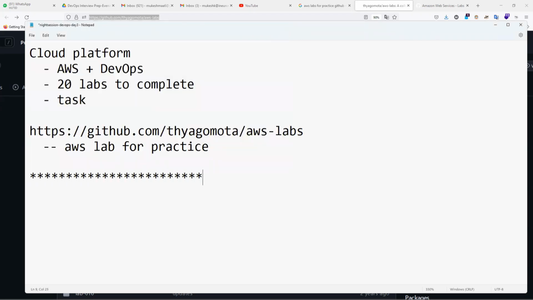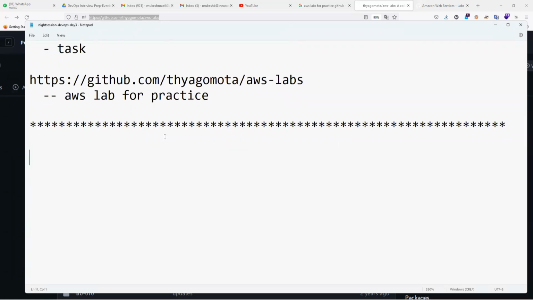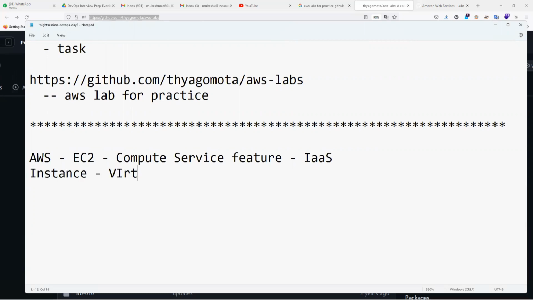Now, of course, you say it's a server, but we cannot say directly that it is a server. The first thing is AWS. In AWS, we have a service called EC2 that comes under the compute service feature of AWS, and it is part of infrastructure as a service. Technically, we call them instances, and we can refer to it as a virtual machine. A virtual machine is like an operating system that we are launching on a cloud platform. In that particular operating system, we can install servers.